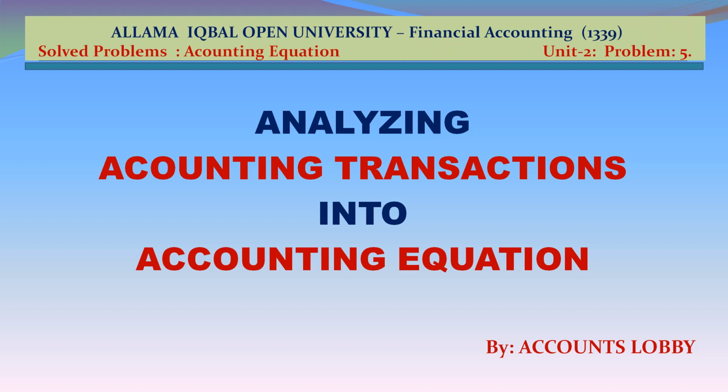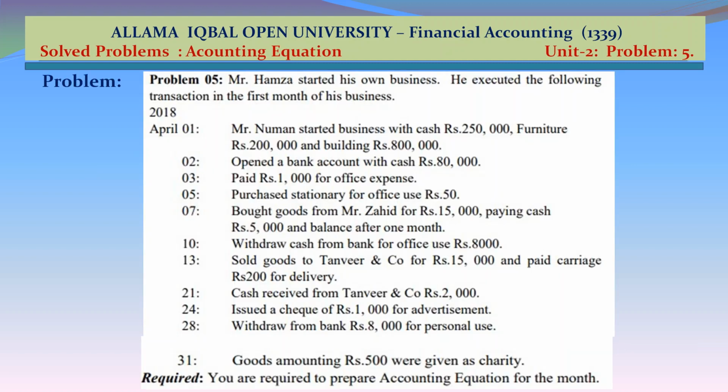Analyzing accounting transactions into accounting equation. Problem. Mr. Hamza Nouman started his own business. He executed the following transactions in the first month of his business. 2018 April 1. Mr. Hamza Nouman started business with cash 250,000, furniture 200,000 and building 800,000.